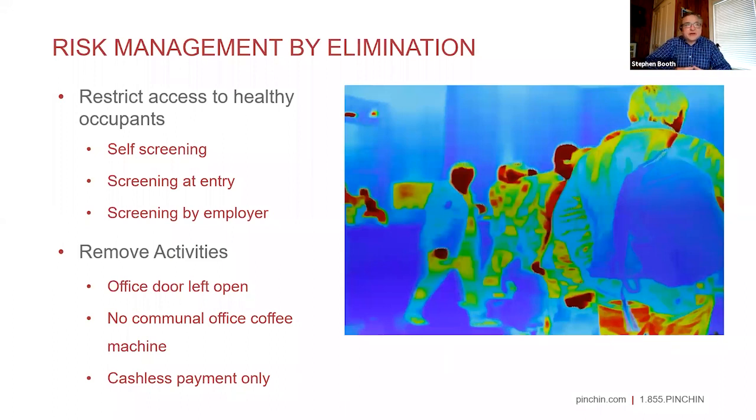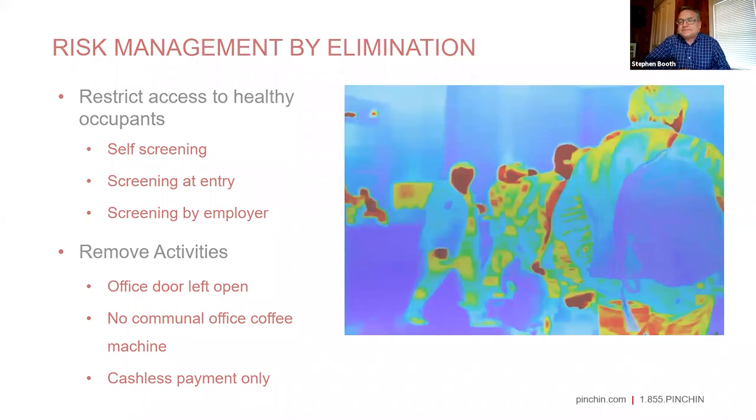And then on the retail side, not taking cash, but taking only contactless payments, so debit or credit. So those kind of things are ideas around elimination that can help us reduce our costs and reduce our burden on the cleaning and the PPE side. Can we move to the next slide?